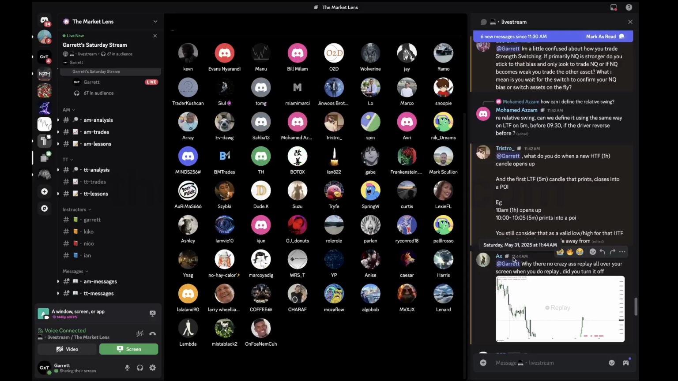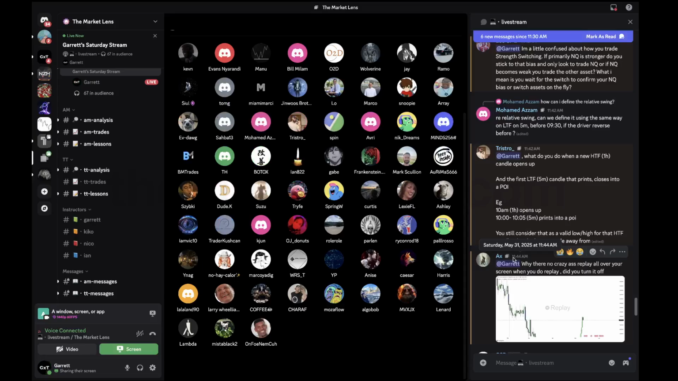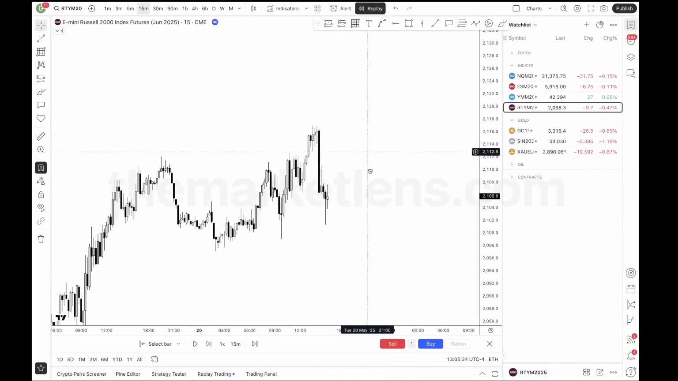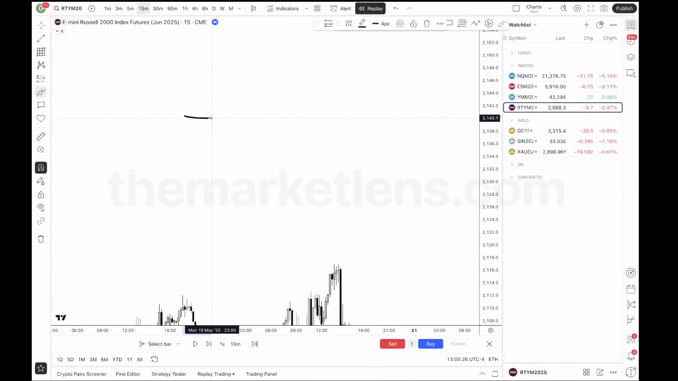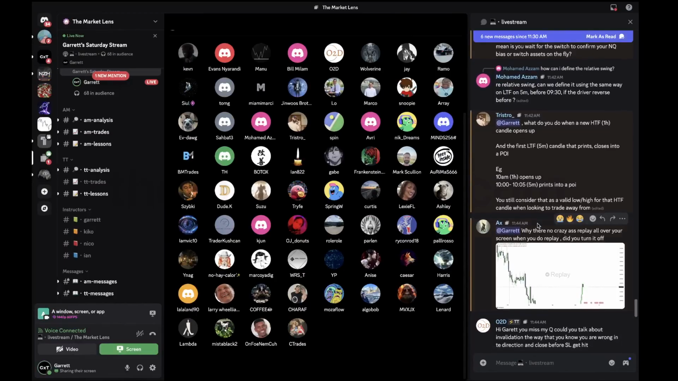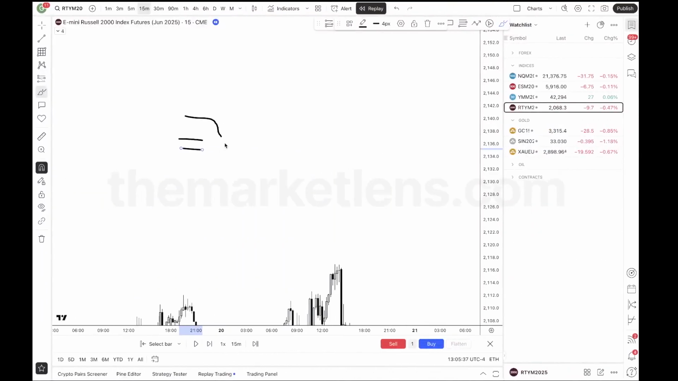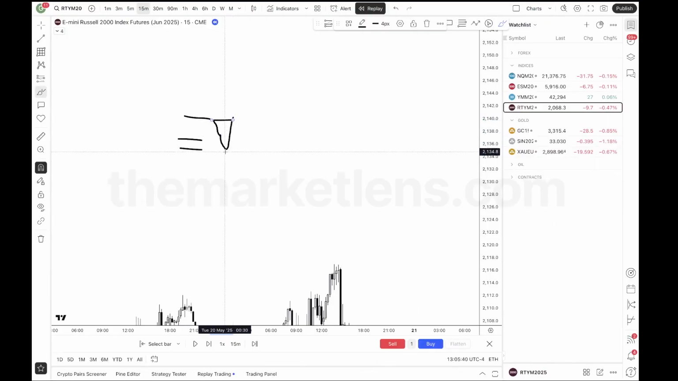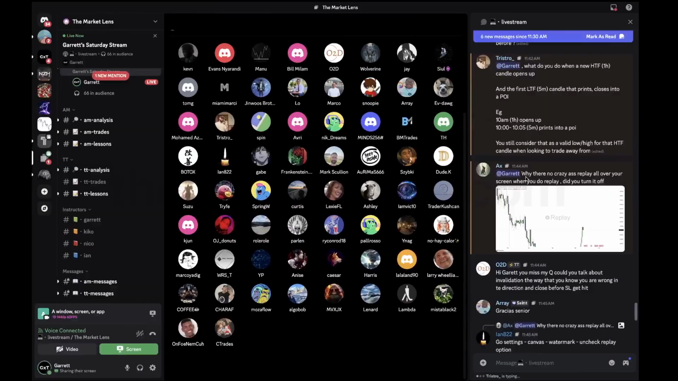What do you do when a higher time frame 1 hour candle opens up, and the first lower time frame 5 minute candle that prints closes into a POI? Wouldn't that be good? Am I picturing this wrong? Here's the open, the first 5 minutes trade into a POI? I'm confused. Valid high or low? Yeah, I would. If it did this in the first 5 minutes, I would still consider it, even if the low of the candle is formed very early on. I think that's what you're asking, maybe. Yeah, I would still consider that as valid. Is that what you're asking me?